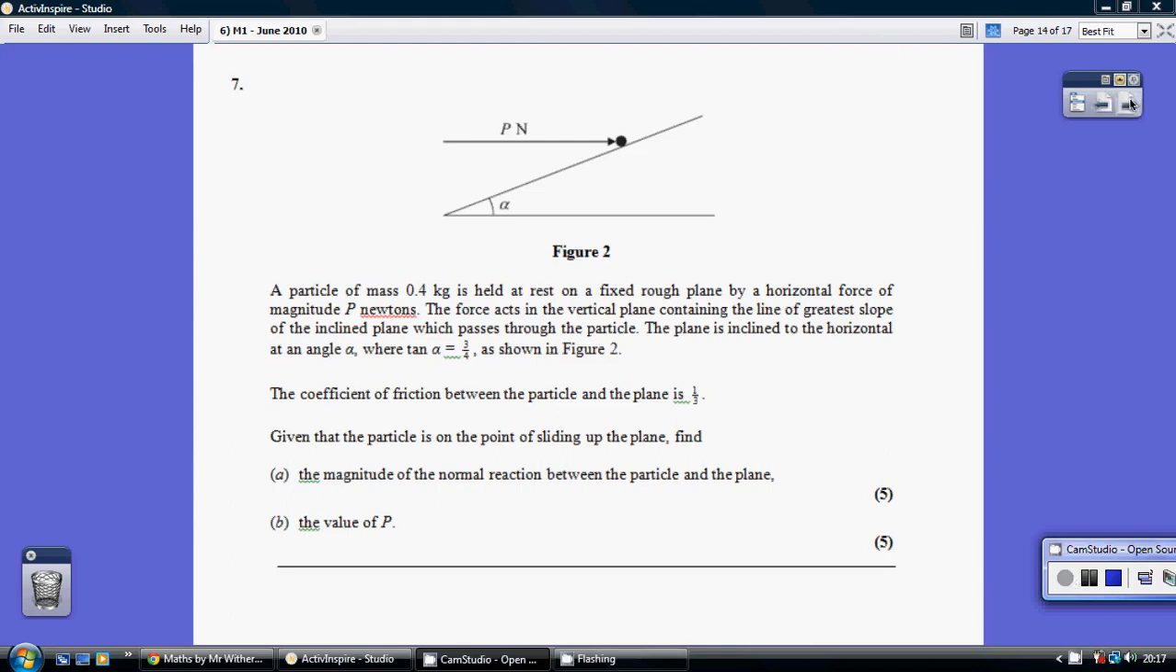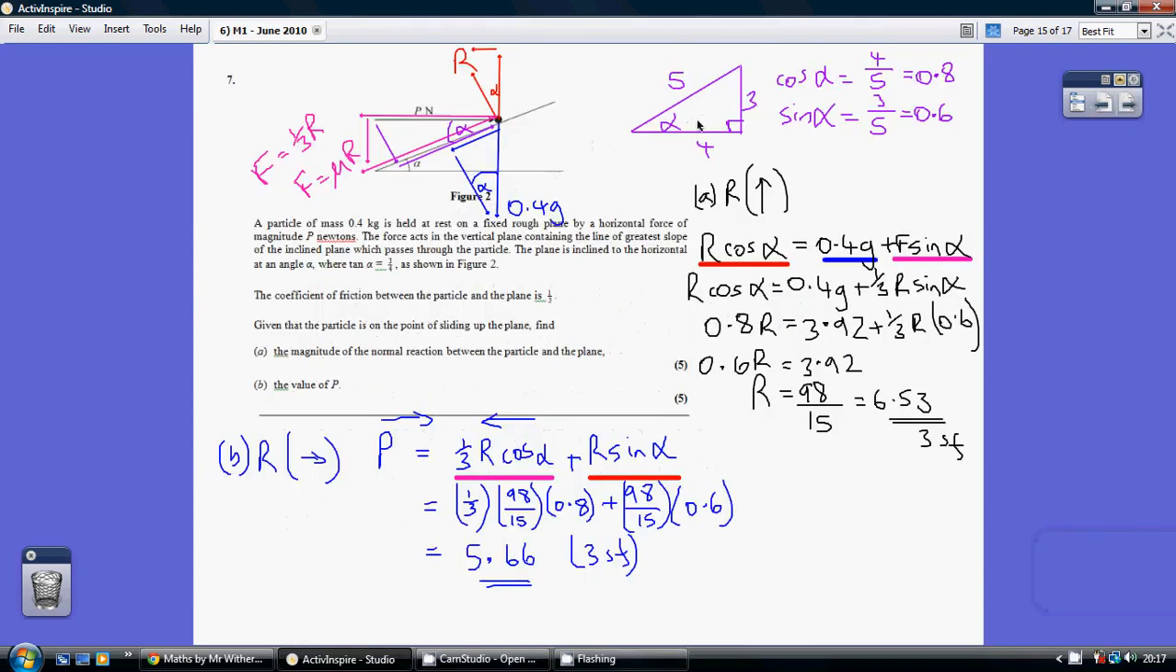Question 7. So quite a bit of preliminary work to do here. We're told that tan alpha is 3/4, so our little right angled triangle, tan is opposite over adjacent, 3, 4. Our classic 3, 4, 5 triangle allows us to work out that cos alpha is adjacent over hypotenuse, 4/5, 0.8, and sin alpha is 3/5, 0.6.